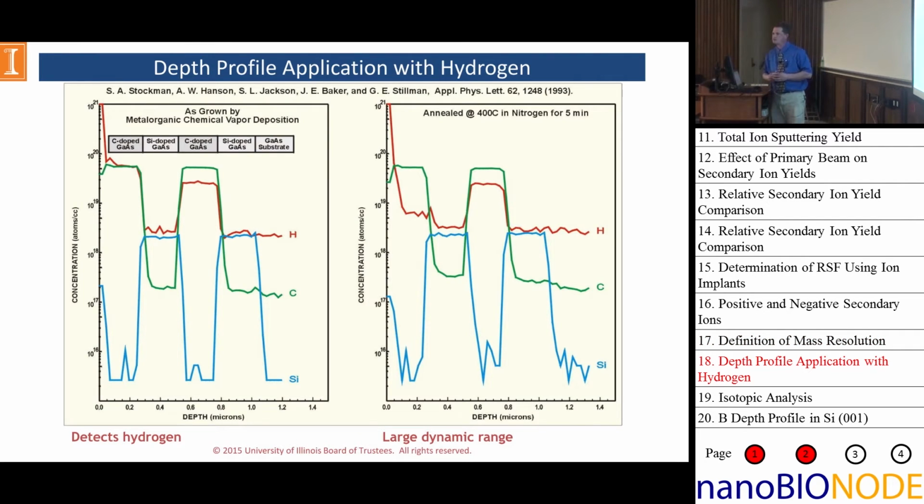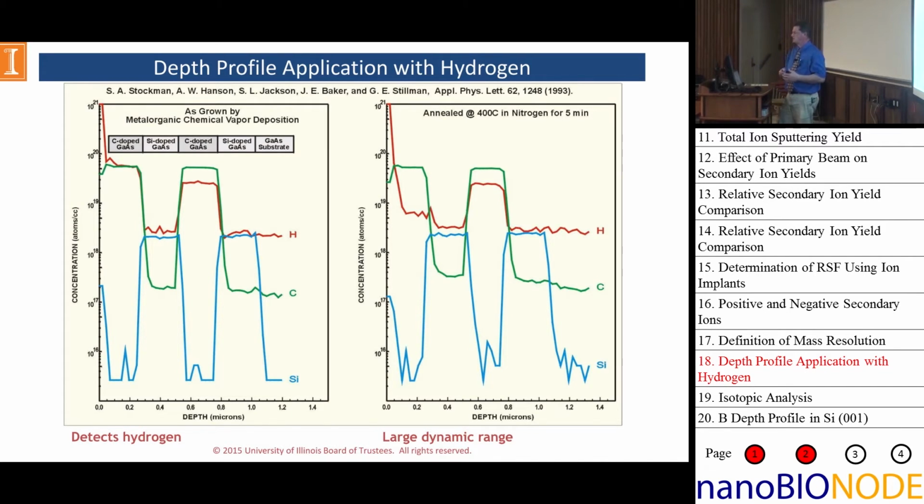So, some examples. This is a depth profile that was done on the Cameca SIMS. So gallium arsenide, carbon doped and silicon doped, and they did some annealing in hydrogen. They did some annealing in a nitrogen atmosphere. And what they found was that the hydrogen actually can go away.